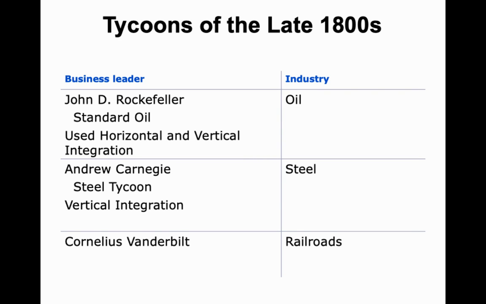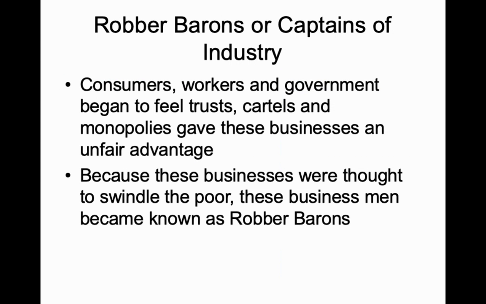So tycoons, we're going to have just 2 more quick slides to finish up so you can do your assignment. So Rockefeller Standard Oil, use horizontal and vertical. Carnegie Steel, vertical. And Cornelius Vanderbilt's going to build railroads. So these are our tycoons. So your assignment is going to focus on this question. Are they robber barons or captains of industry?